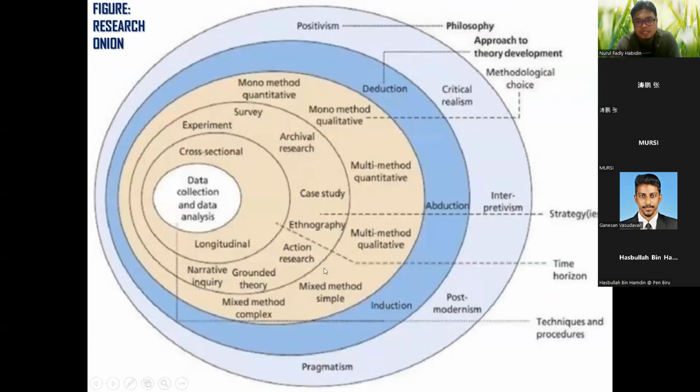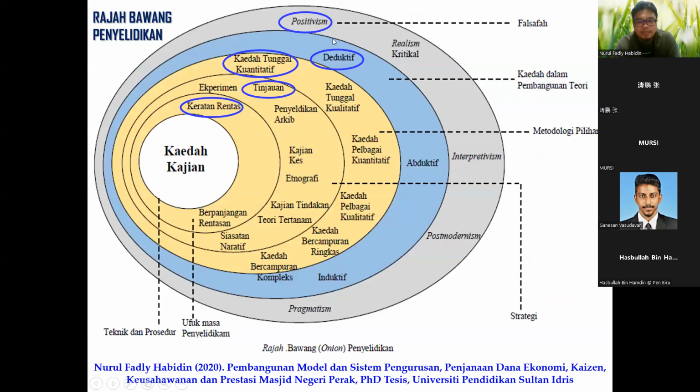This was the original research design from Saunders. You can use these visuals and figures, and just circle whatever you apply in your research. And this is another good example. You just circle and select which one. For example, in this study we use positivism, deductive, mono method quantitative, survey, and then cross-sectional. You just circle which factor you use in your research.